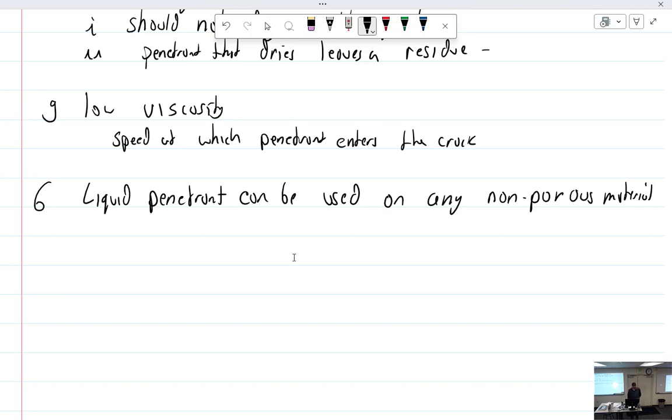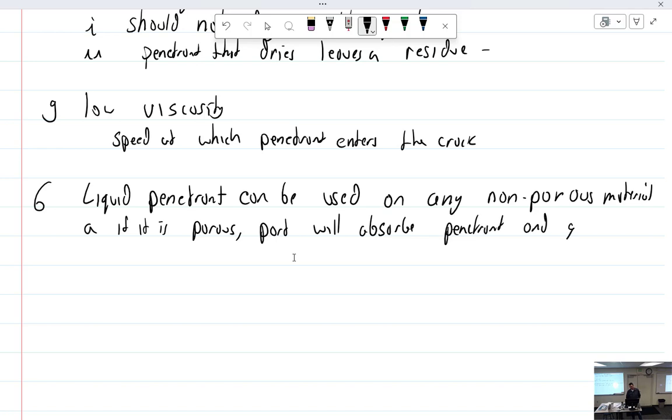So let's see, porous. Why can't I do it on something porous? So good, we're going to get a lot of indications. If it is porous, the part will absorb penetrant and give false indications.